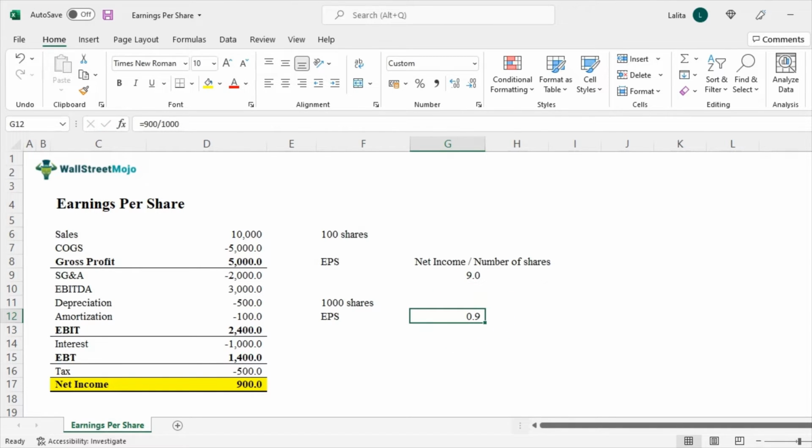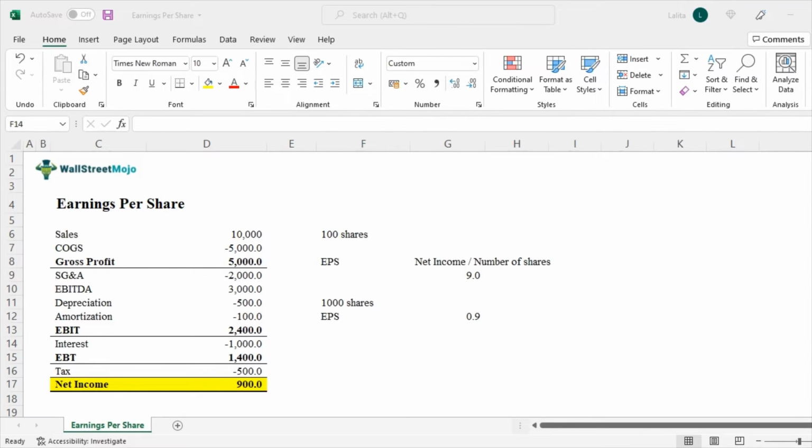All right, so what I was trying to tell you initially is that $900 as an absolute number doesn't signify anything from the shareholders' point of view. But when you look at the EPS, you get a number which tells us how much earnings you are entitled to as a shareholder, okay? So if you have one share, you are entitled to $9 per share.